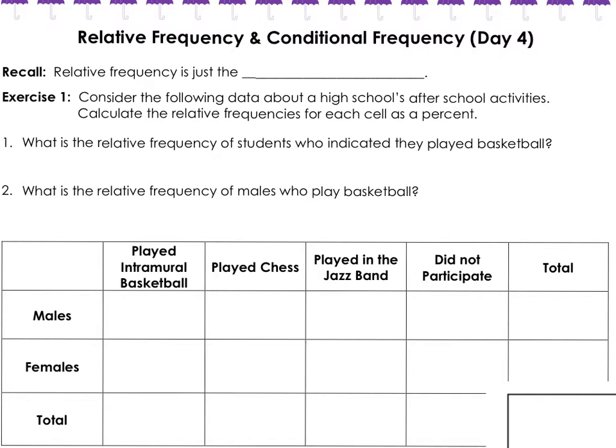So if you'll recall, relative frequency is just the part over the whole. It's similar to probability, but not exactly, because probability is based on the likelihood of something happening, whereas relative frequency is the ratio of times the specific event occurred divided by the total. So there's that distinction between the two.